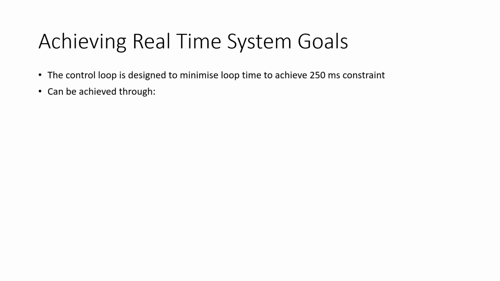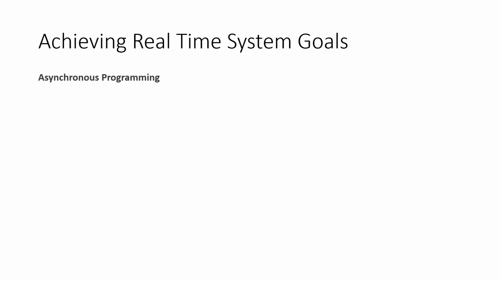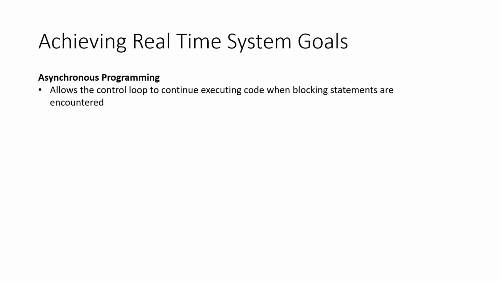One of the main aims of the control loop is achieving a loop time of 250 milliseconds. In helping to achieve this, the system was designed to incorporate asynchronous programming and threading. Asynchronous programming allows code to continue to execute when a blocking statement is encountered. To show this, a comparison can be done against a synchronous operation.